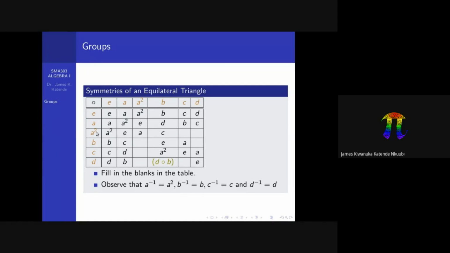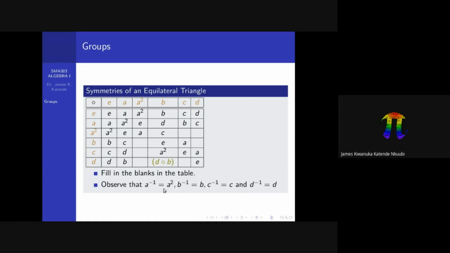if you get a composition of any two of them, the result will be one of the elements in the set D3, one of the functions. So it's closed. The closure property is satisfied. This is a finite set, so it's easy to check that the closure property is satisfied. So any of those compositions will give you another function within the same set. So it is closed.